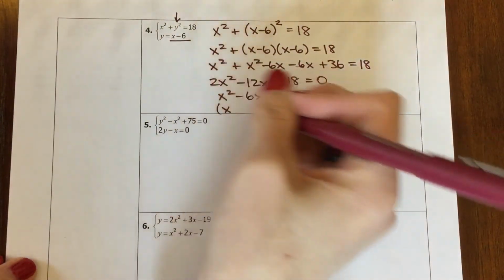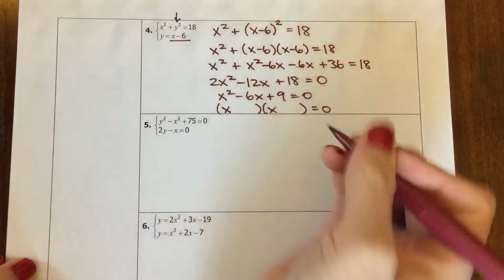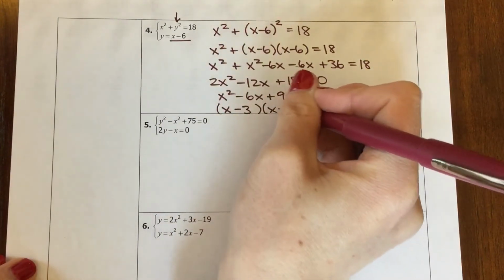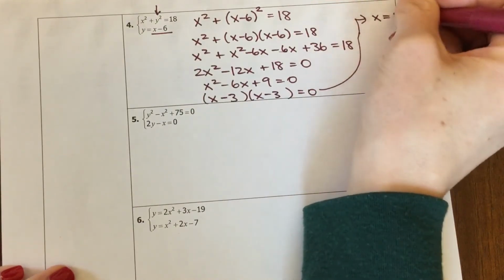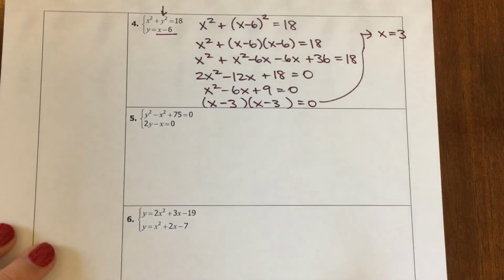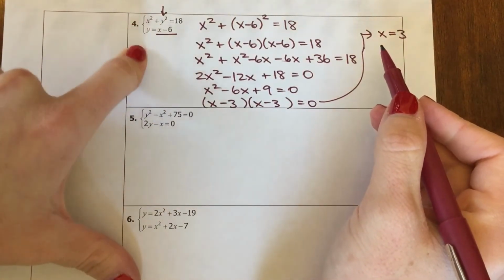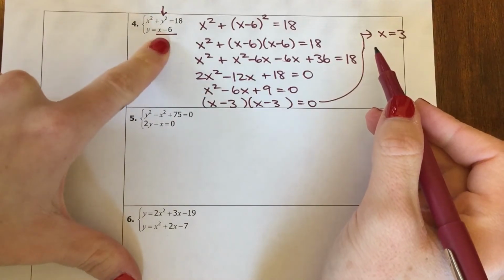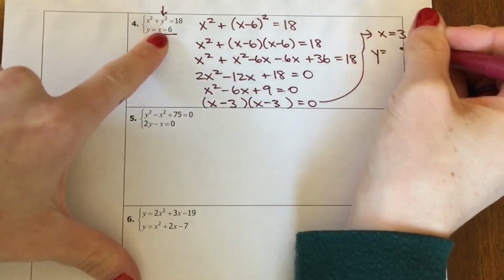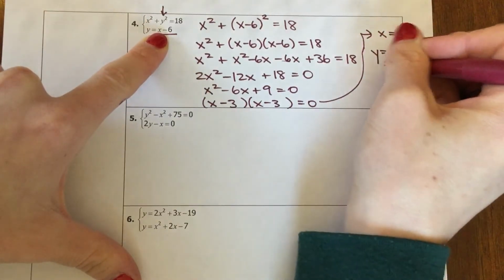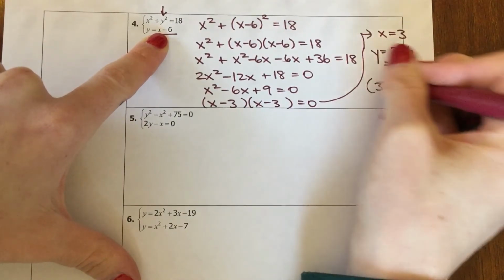So I have x times x. I need to multiply to 9, add to negative 6. So that would be minus 3, minus 3. So I come up with just this one answer here. I get x equals 3. And remember, your answer should be an ordered pair. So I'm going to take that 3 and plug it into either one of the equations. It makes the most sense to plug it into this one because it's smaller and easier. So I get y equals 3 minus 6, which gives us negative 3. So the ordered pair here is (3, negative 3).